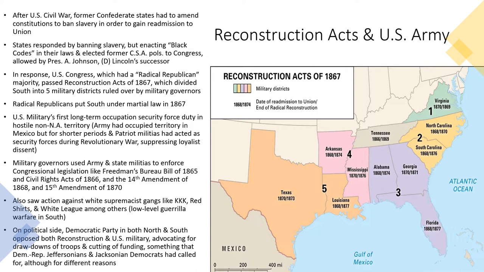On the political side, the Democratic Party in both the North and the South opposed both Reconstruction and the U.S. military. It advocated for drawdowns of troops. It was hesitant to vote in funding for the U.S. military, cut funding and things like that. This was something that the older Democratic Republican and then old Jacksonian Democratic Party called for. There was a mistrust of standing armies in these old political parties. But the Democratic Party of the 1860s and 1870s was much more concerned with the dissolution of white supremacist systems in the post-Civil War South, and that's why they so vehemently opposed the U.S. military.